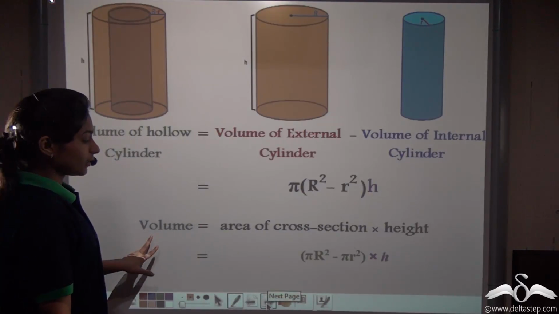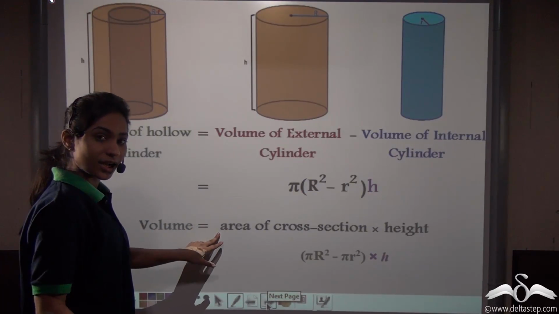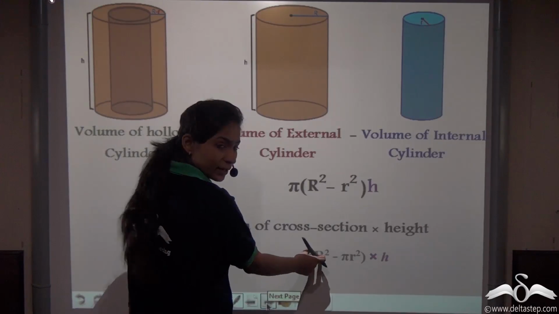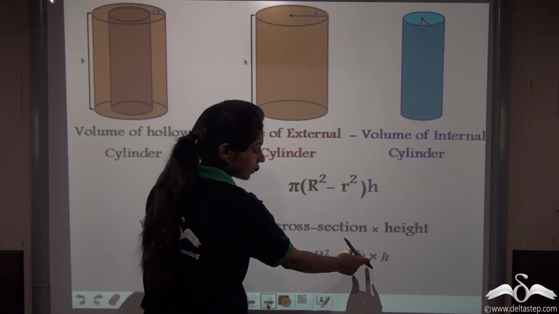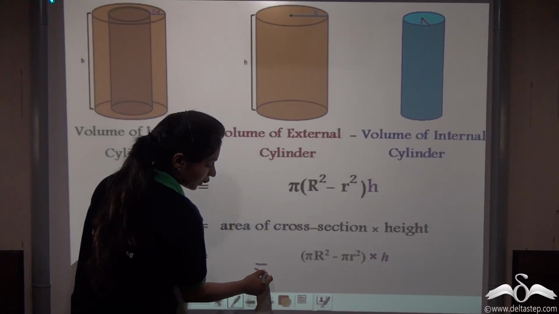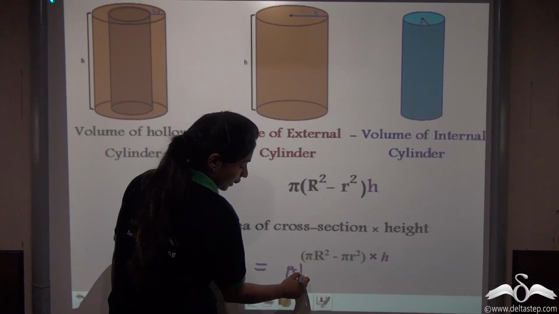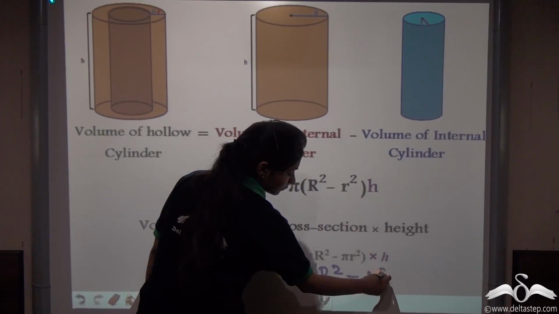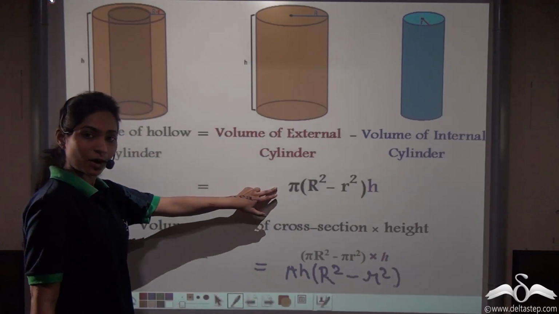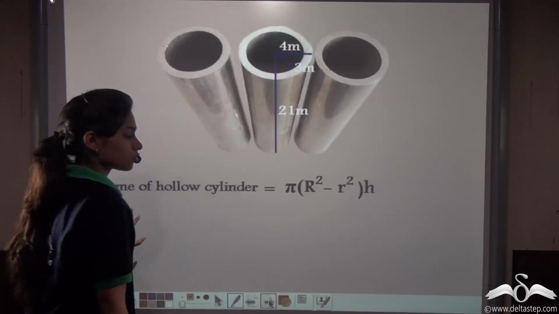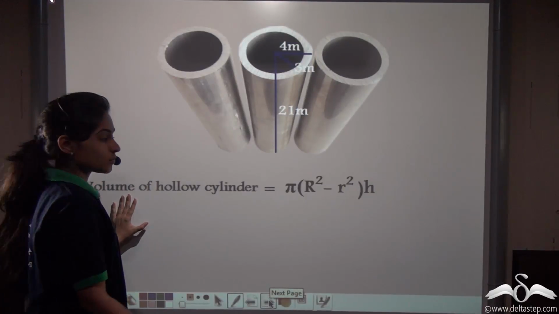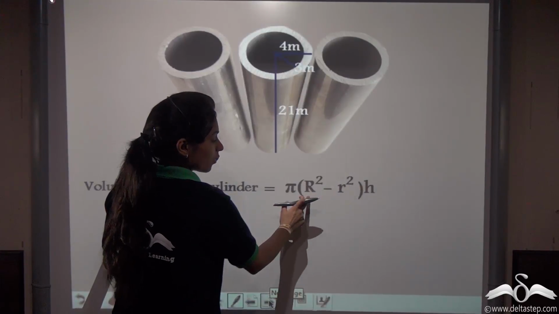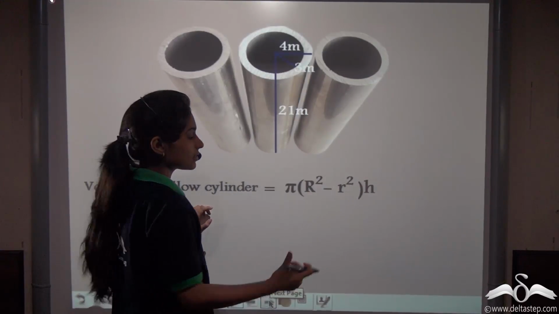Now you can also say that volume is what? Area of cross section into height. So here we can write area of cross section as pi capital R square minus pi small r square into h, and simplifying it we will get pi h common, R square minus small r square. The same formula that we have derived above. So now you know that volume of a hollow cylinder is what? Pi, capital R square minus small r square, into h, where capital R is the external radius and small r is the internal radius.